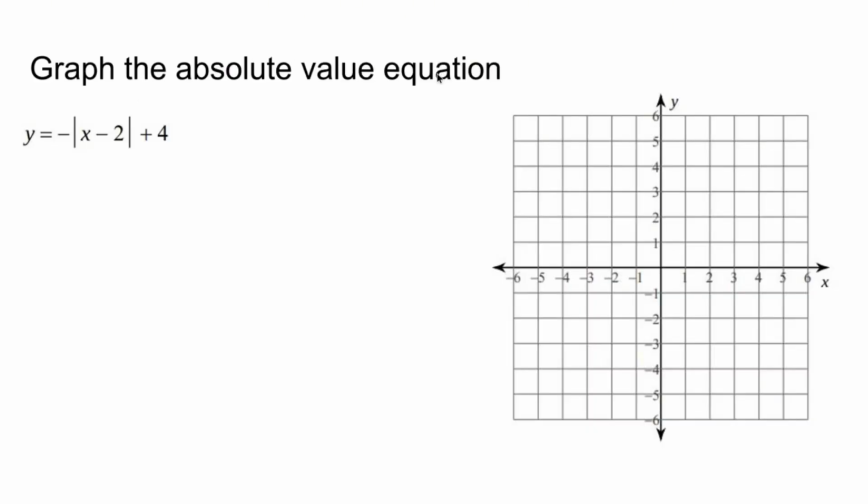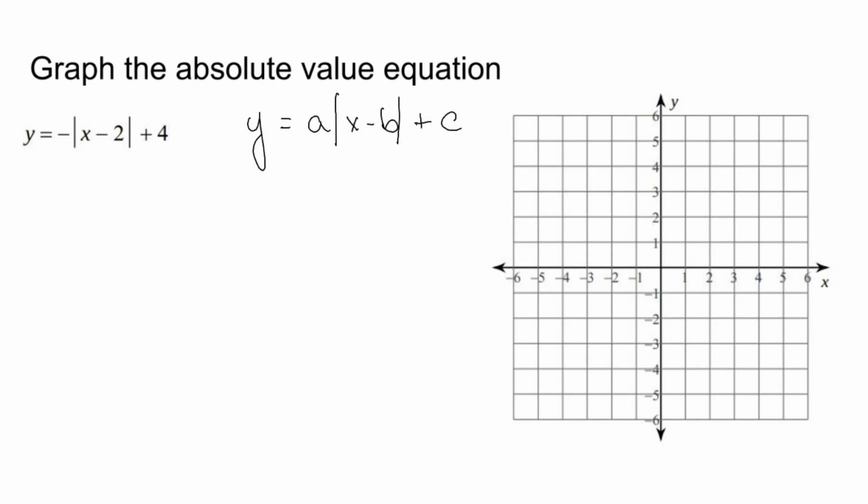Graph this absolute value equation right here. Y equals negative absolute value of x minus 2, close the absolute value, plus 4. You are going to compare this to this formula right here. Y equals a times the absolute value of x minus b, plus c.